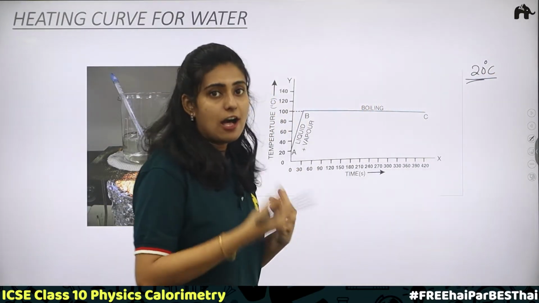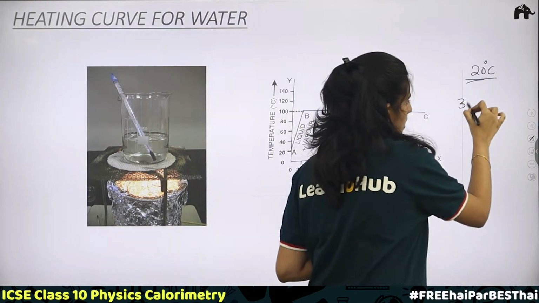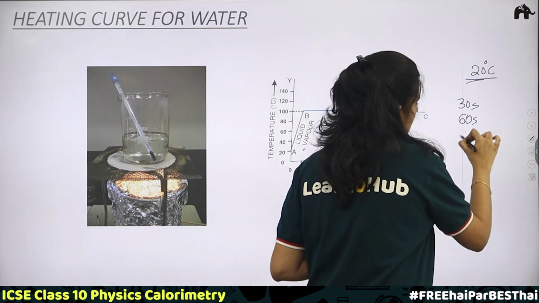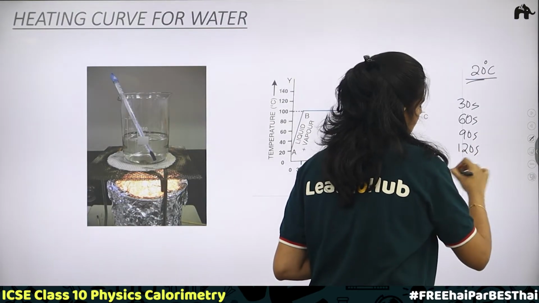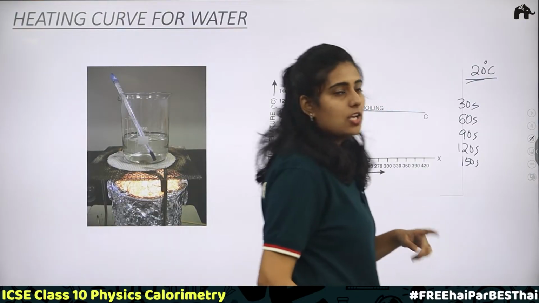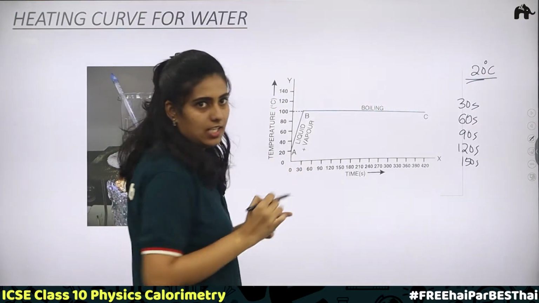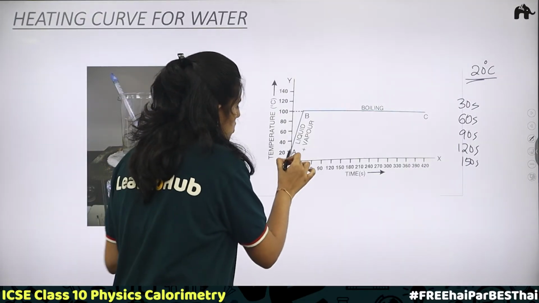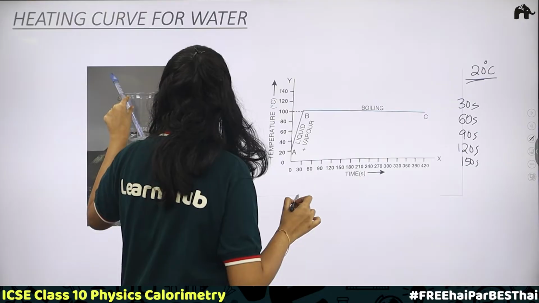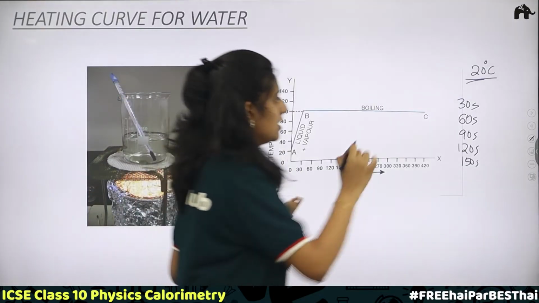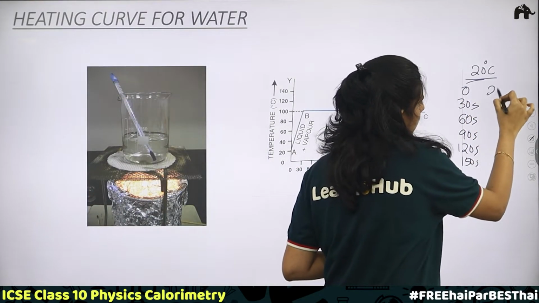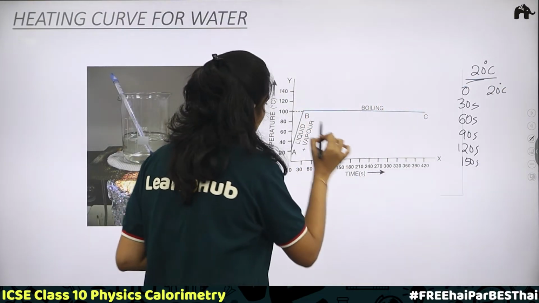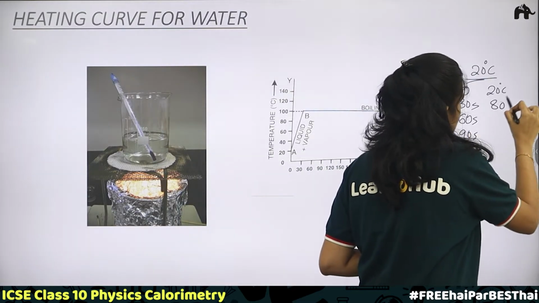For every half minute, that is 30 seconds, you are noting the values: 30 seconds, 60 seconds, 90 seconds, 120 seconds, 150 seconds, etc. Initially, at 0 time, when you are starting the experiment, you can see on the thermometer that the temperature of the water is 20 degrees Celsius. Let's say at 30 seconds, it is somewhat 80. The temperature has changed to 80 degrees Celsius.